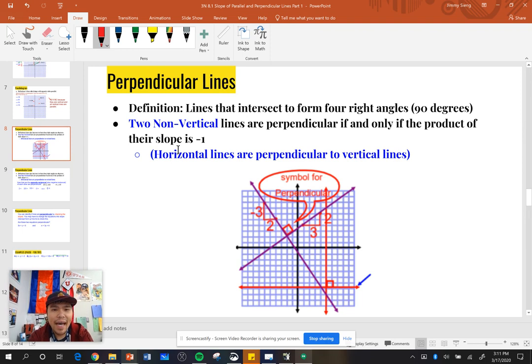You can also see that with perpendicular lines, the two non-vertical lines are perpendicular if and only if the product of their slopes is -1, okay? Let's talk about that. If I look at the purple, does everybody see those two purple lines? Those are clearly perpendicular, but what I want to do is be able to check the slope of that, okay?